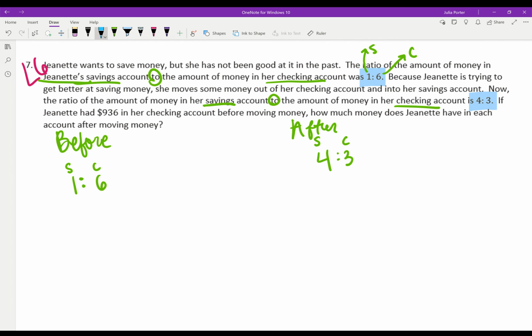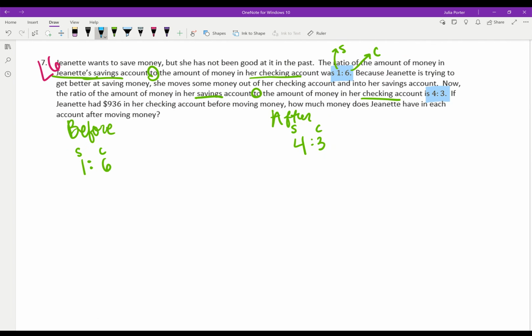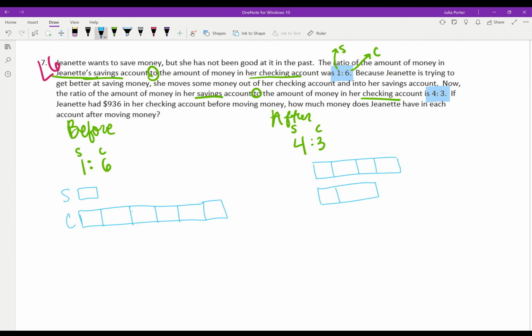Awesome. So we're going to solve this using tape diagrams. Let's go ahead and make one for each of these situations. So I got my 1 to 6. For my savings account, I'm going to have one little brick. And for our checking account, I'm going to have 6 little bricks. 1, 2, 3, 4, 5, 6. That's really uneven. And then after, we're going to have our 4 to 3 ratio represented. And this is savings and checking. Cool. Let's continue with our statement.